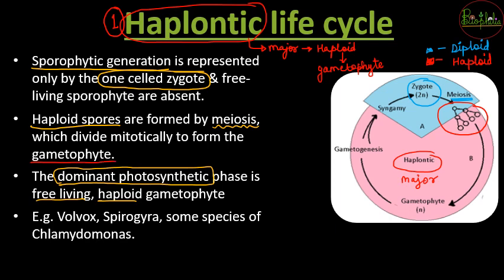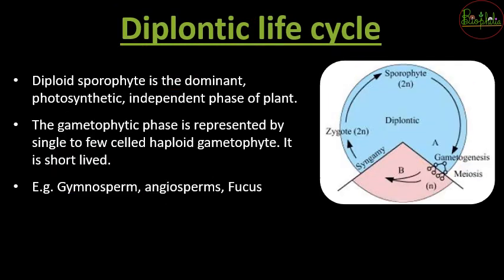So such plants or such examples which represent the haplontic life cycle generally come from the algae. So the algae are going to have the haplontic life cycle. For example, Volvox, Spirogyra, some species of Chlamydomonas, all these are included in the haplontic life cycle. Now let's understand the second type of life cycle, that is called the diplontic life cycle.